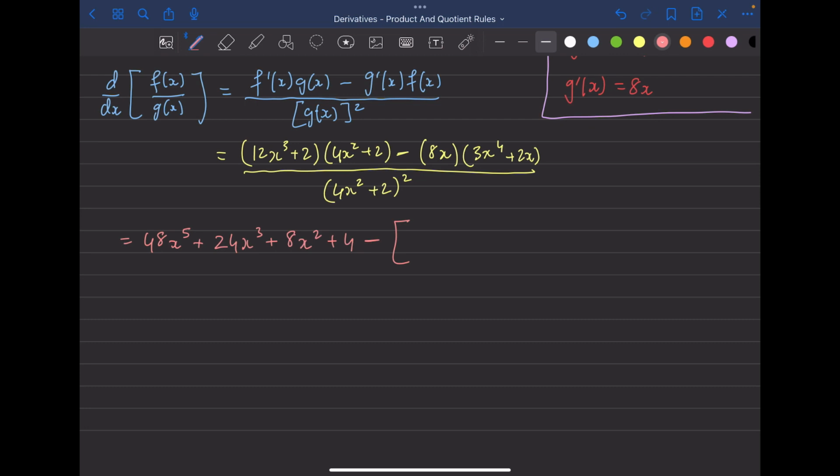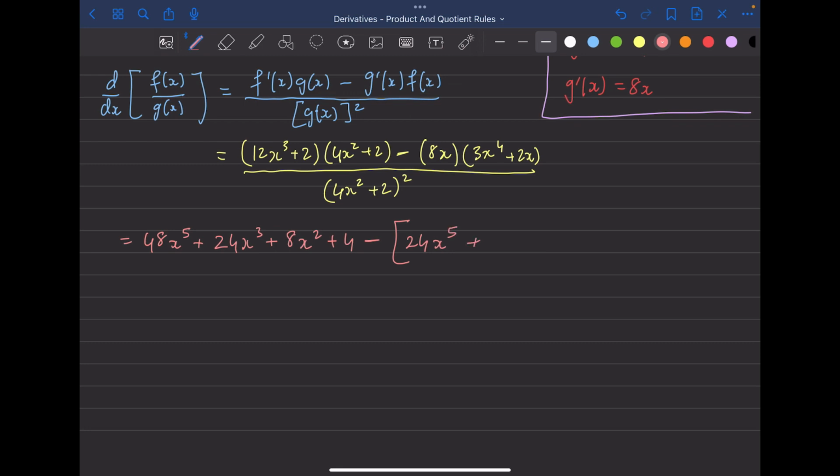So when you subtract, you're subtracting the entire thing. So just put a bracket so that you don't forget that you're subtracting every term that you're going to write down. But yeah, a bracket's always nice because it kind of eliminates that. So 8x times 3x to the power of 4. 8 times 3 is 24. X times x to the power of 4 is x to the power of 5.